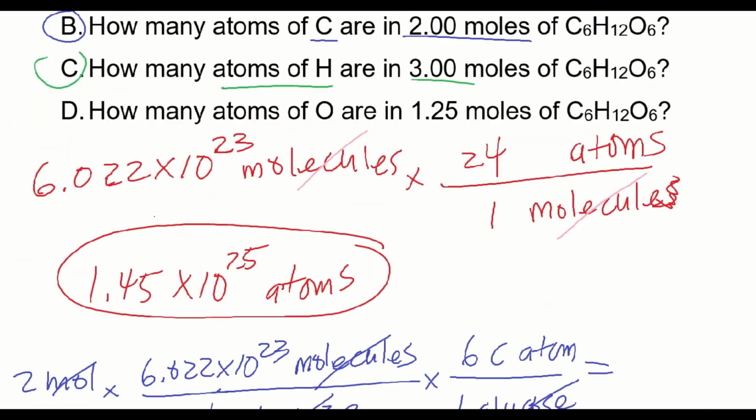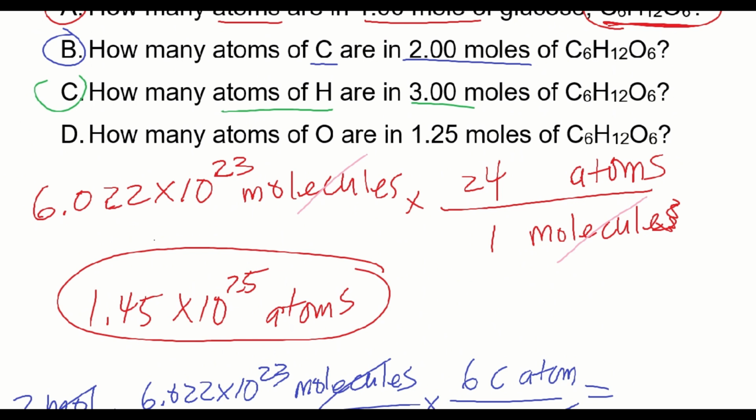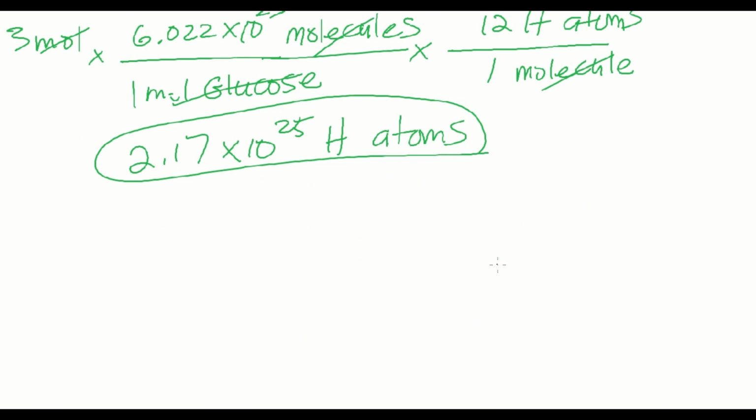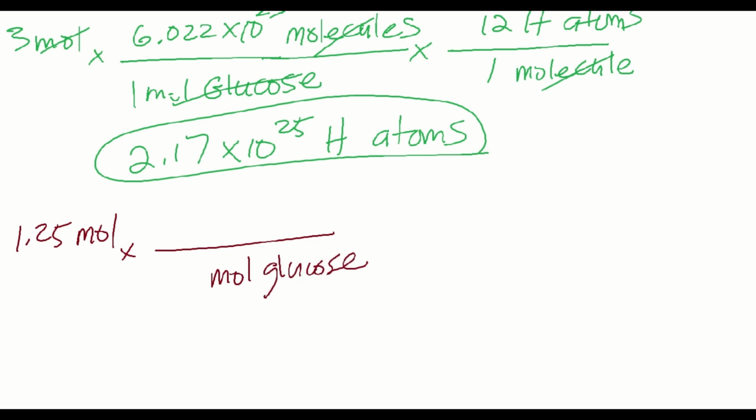All right, finally, how many oxygen atoms are in 1.25 moles of glucose? Start with what you're given, 1.25 moles of glucose. Let's get rid of moles of glucose, convert that to molecules of glucose. 1 mole of anything is 6.022 times 10 to the 23rd.